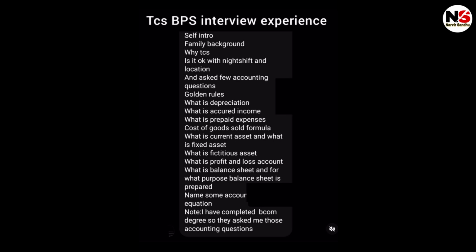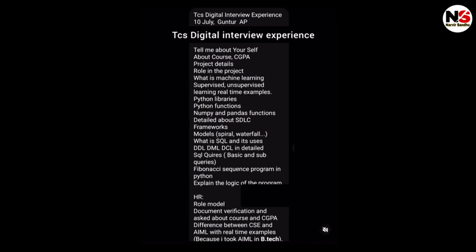what is depreciation, what is accrued income, what is prepaid expenses, cost of goods sold formula, what is current asset and what is fixed asset, then what is profit and loss account, what is balance sheet and for what purpose balance sheet is prepared, then name some accounting equations. Note, I have completed BCom degree, so they asked me those accounting questions. So this is an easy interview of TCS.